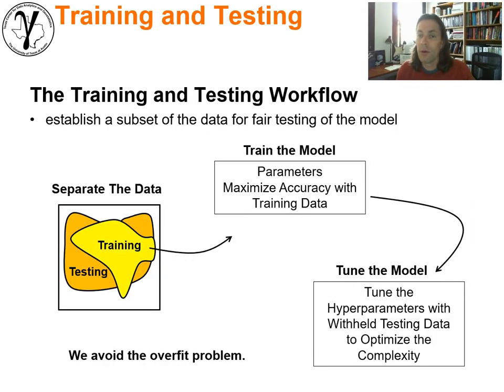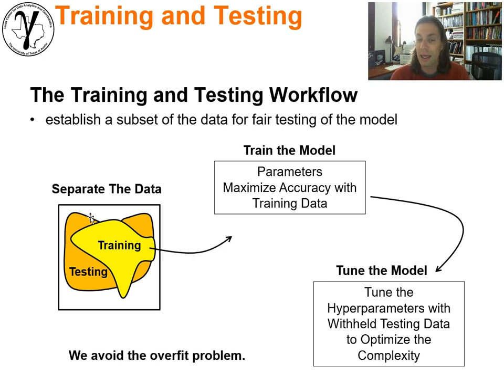So we're going to take the data that's available to us and we'll divide it up into training and testing data sets. We'll extract, and say if you have 100 data, maybe we'll train with 80 and we'll hold 20 to be the testing data set. And then with the training data set, we will train the model parameters to maximize the accuracy at the training data locations.